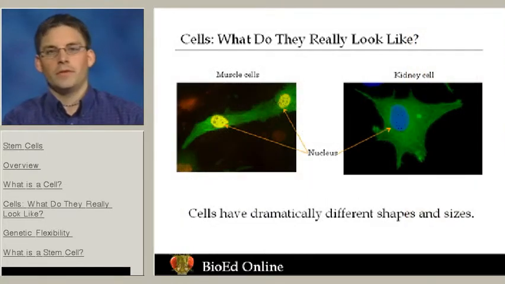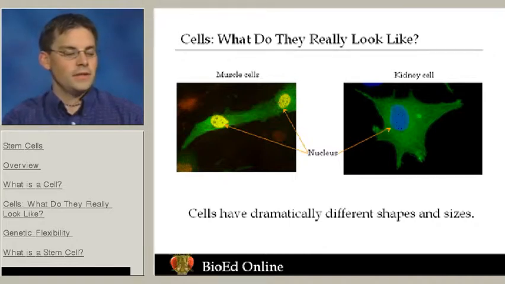Here are two examples of what cells look like. On the left-hand side is a muscle cell, and on the right-hand side is a kidney cell. As you can see, they have distinctly different shapes or morphologies. These cells combine with other similar cells to make organs, and these organs carry out a specific function in the human body.